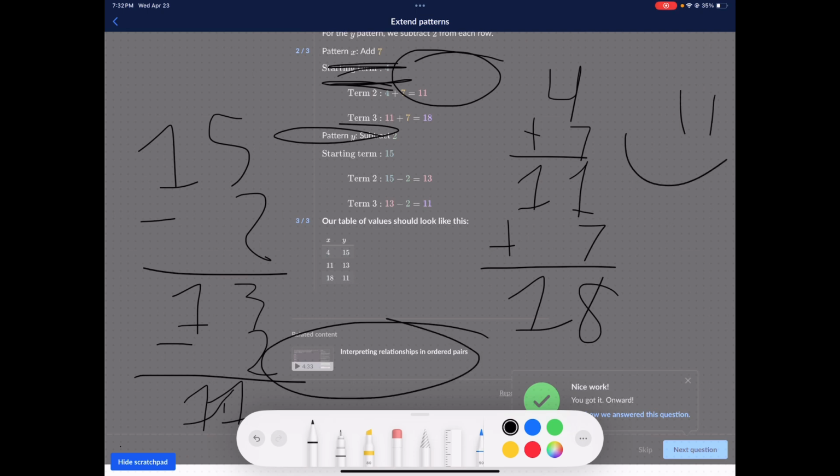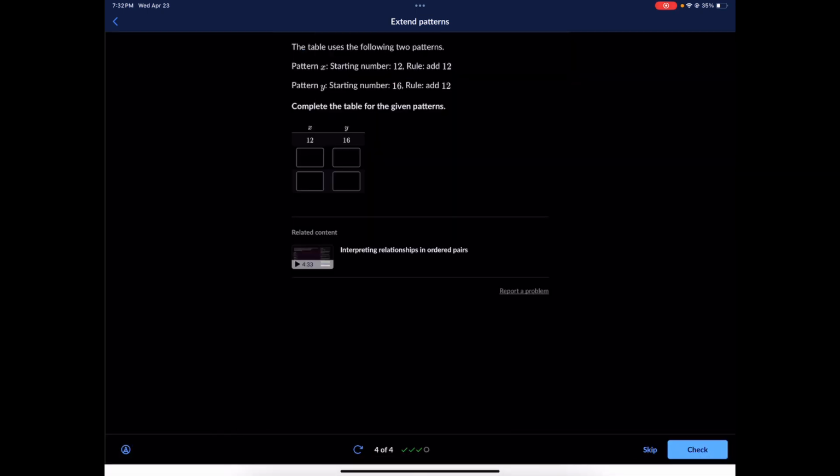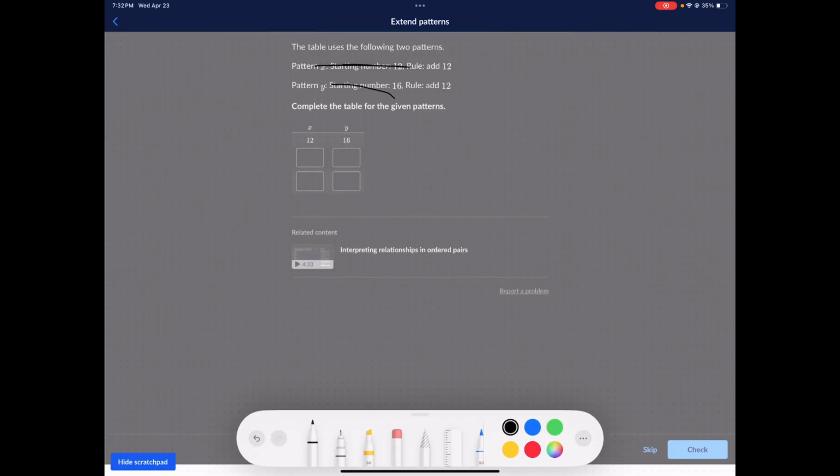Otherwise, happy studying. The table uses the following two patterns. Pattern X, starting number 12. Rule, add 12. Okay, so we don't care about these. Looks like the rule is adding 12 twice. So now we are just going to add 12 to both of these numbers. So let's just actually do it double time. So let's see what we got here. So we have this, and then, so what do we get?